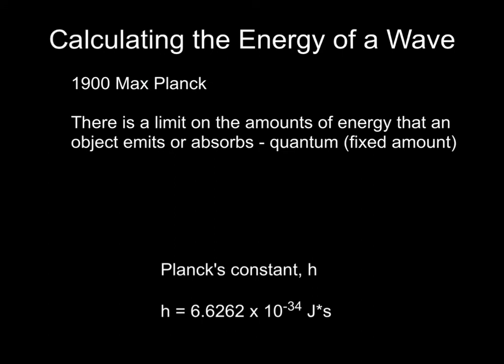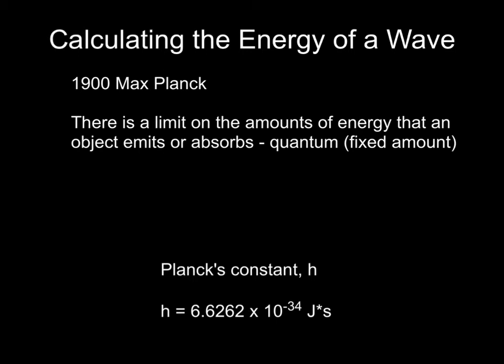In 1900, a guy by the name of Max Planck was able to identify a way for us to calculate the energy of a wave. We knew at the time that different types of light have different amounts of energy. And Planck said that there is a limit on the amount of energy that an object emits or absorbs. He called that amount a quantum. Quantum simply means a fixed amount.